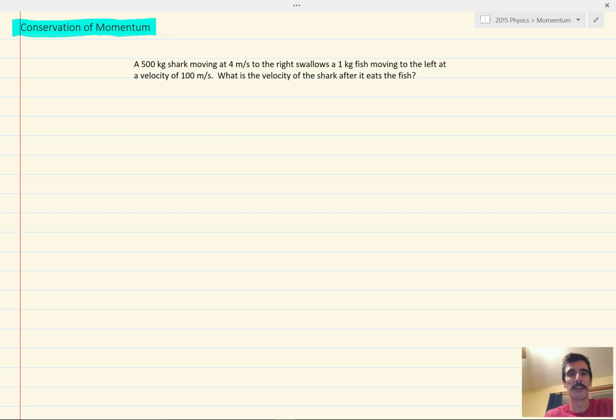A 500 kilogram shark moving at 4 meters per second to the right swallows a 1 kilogram fish moving to the left at a velocity of 100 meters per second. What is the velocity of the shark after it eats the fish? So we're going to make an LOL diagram. The first L is for the momentum before, and the second L is for the momentum after.